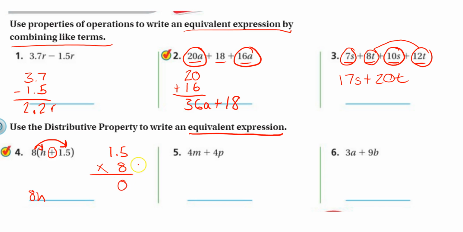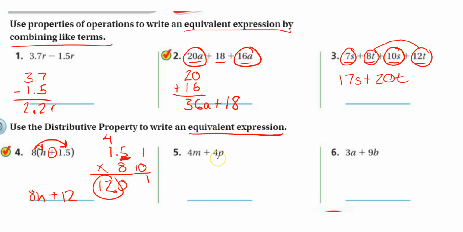8 times 5 is 40. 8 times 1 is 8, plus 4 is 12. Move my decimal over 1 because there's one number behind the decimal here and no numbers behind the decimal here, so I have to move my decimal over 1. It becomes just 12. So 8 times h is 8h, plus 8 times 1.5 is 12. Now if you put 12.0, that's fine too. Those have the same value, but you can just simply put 12.